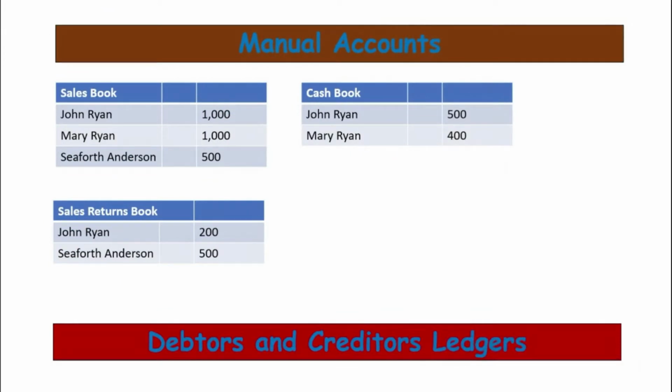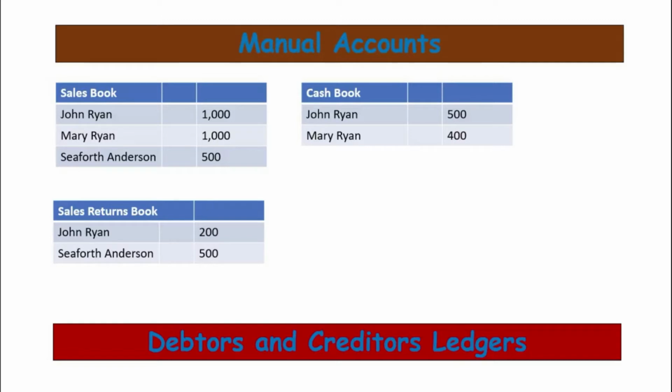Presume for a moment that one of our customers, John Ryan, calls us to ask how much he owes us. So far, the only thing we could do is to trawl through the day books to calculate how much is outstanding. We would need to add up all his transactions from the sales book, sales returns book and cash book. We would then need to subtract his total returns from his total sales and then subtract his total payments from that. All of this would need to be done while the customer was waiting, so obviously this is not practical.